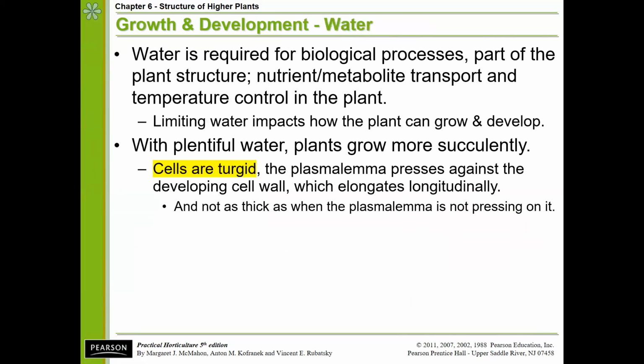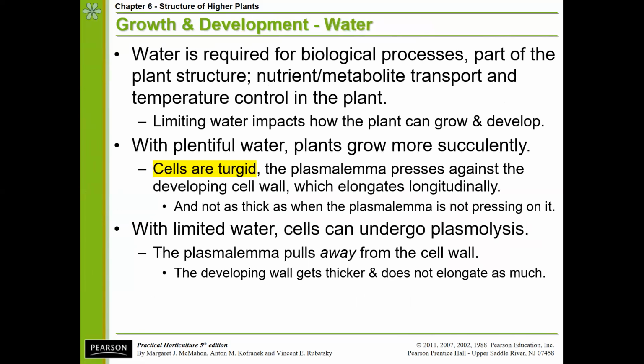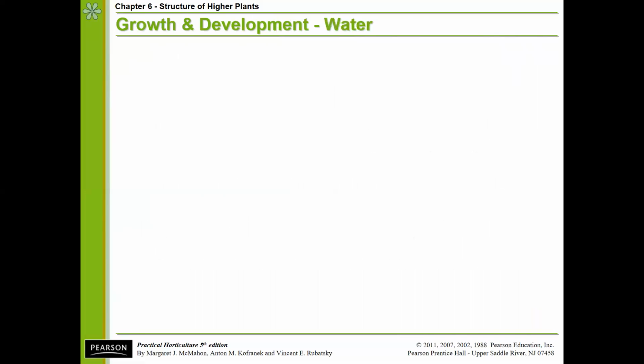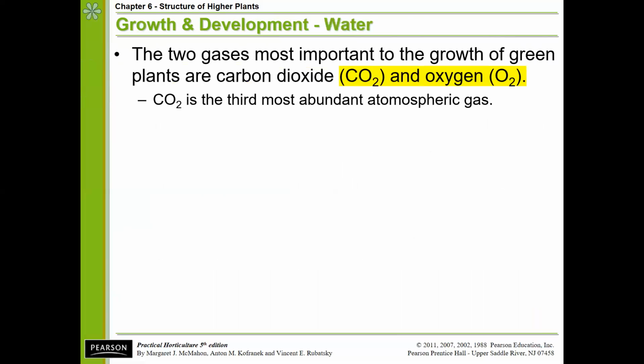Moving on to water, cells are turgid with water. Water is what causes the turgidity of cells and allows plants to stand up through transpiration, basically. And we can actually withhold water to keep plants smaller in some cases. Why would you want to do that? Well, mostly for ornamental purposes.